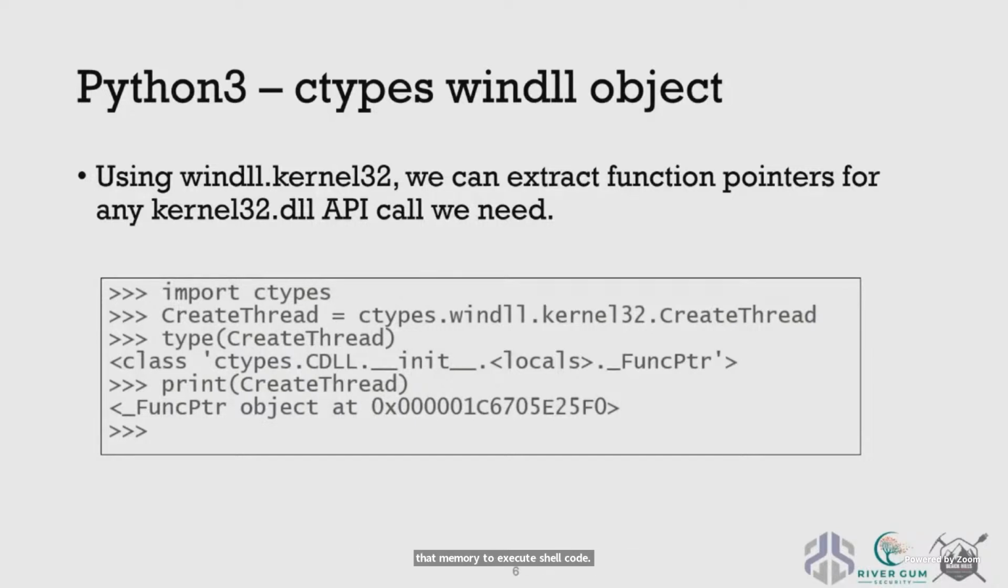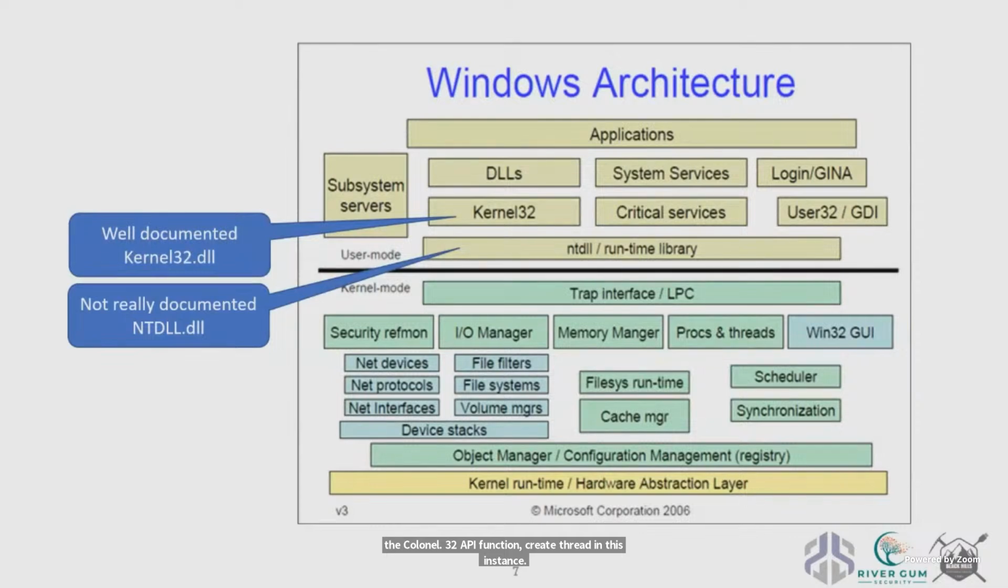And in fact, we can import ctypes into the Python interpreter. We can define a pointer to a kernel32 API call using ctypes.windll.kernel32.CreateThread, for example. CreateThread is a kernel32 API function call. And it will tell you that the type of that object is a ctypes function pointer. It is a call that you can use to actually execute the kernel32 API function CreateThread in this instance. That's handy.